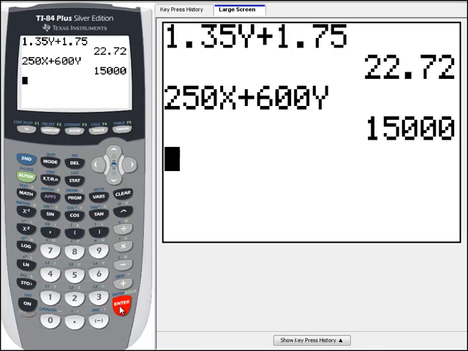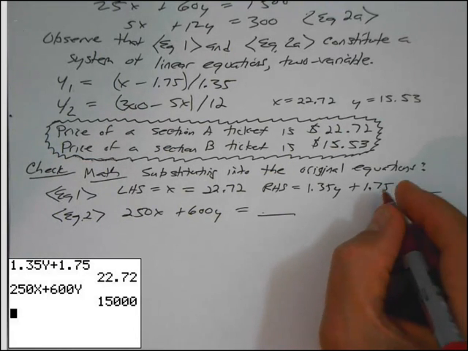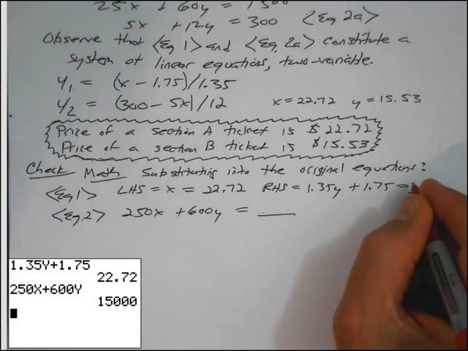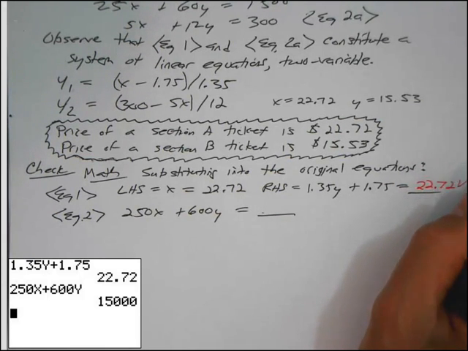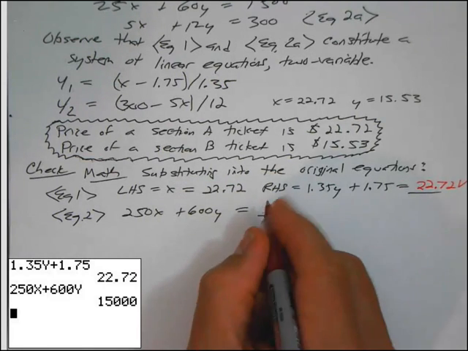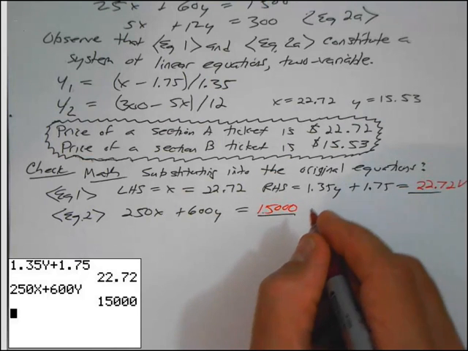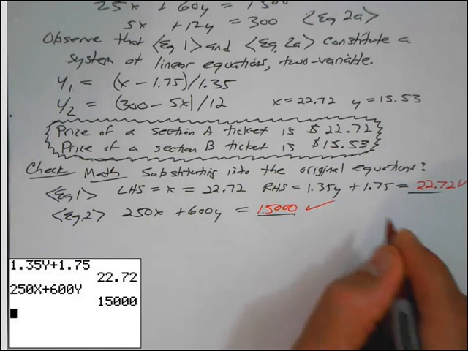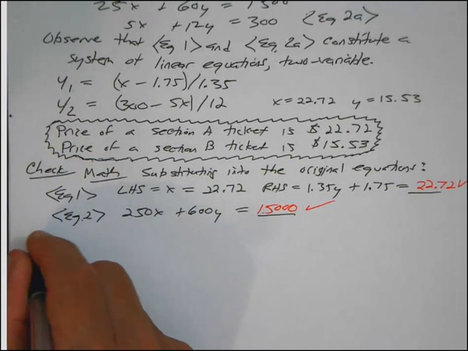Alright, let's record this on our paper. Our math check is looking good. So our calculated results here, the right-hand side from this came out to be 22.72. That's our check there. We did this out, it came out to be 15,000, which is the right-hand side of equation 2. That's a check. So at least the math problem looks well solved. Okay, let's go on to sensibility.